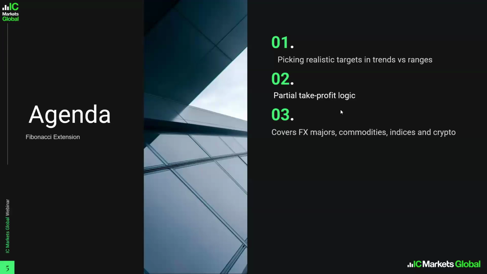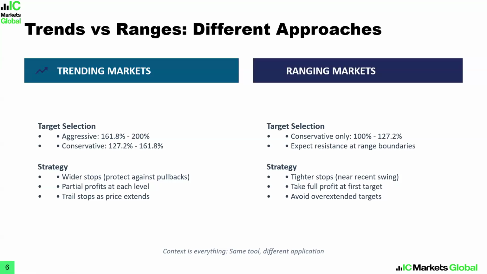So the agenda for today: basically, we're going to pick realistic targets in trends versus ranges, and cover potential take profit logic using Fibonacci extension. We're going to use examples from before, maybe on gold, indices and crypto. Okay, so how are we going to use Fibonacci extension?